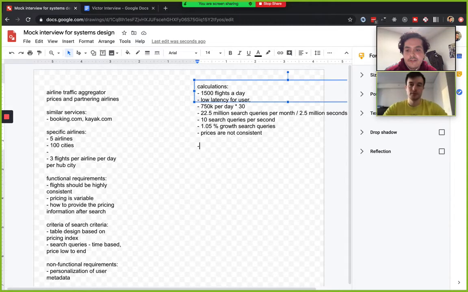So I think I got enough information. Would you like me to do a high level design, and then we can hone in on the bottlenecks and improve it?